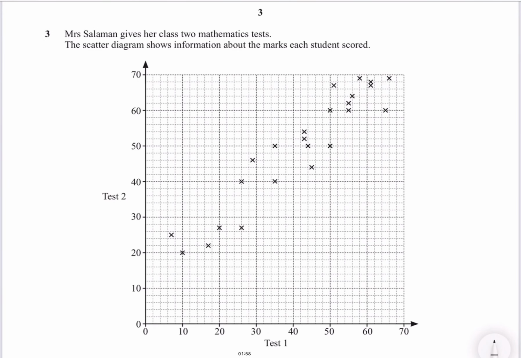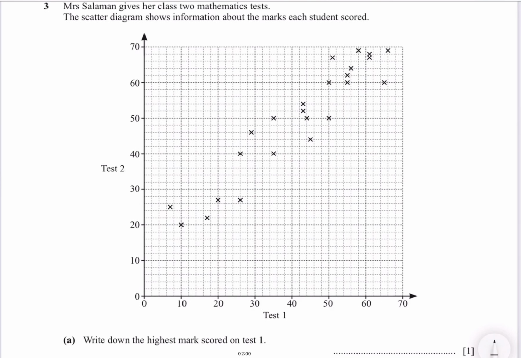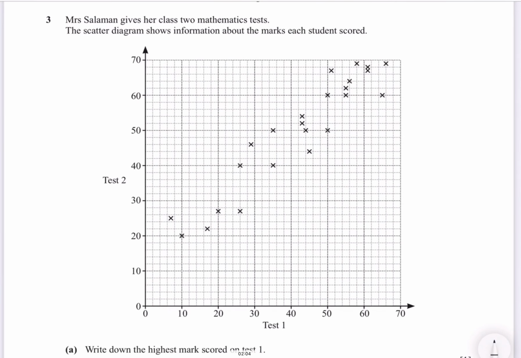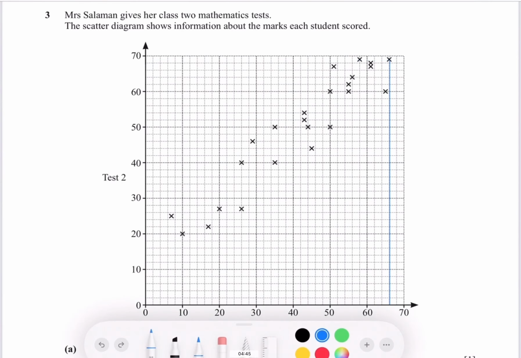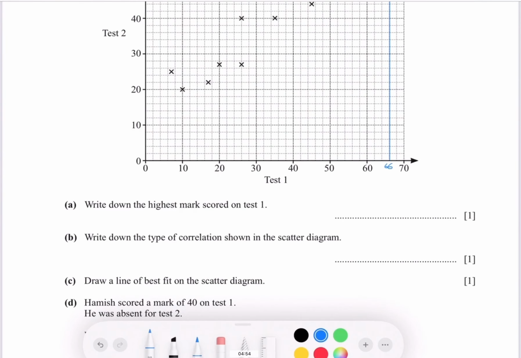Question number 3, the graph is given and some markings are there. The examiner asks us to write down the highest mark scored on test 1. So our highest mark is, let me draw this in blue color. So this is 62, 64, 68. Sorry, this is 62, 64, 66.